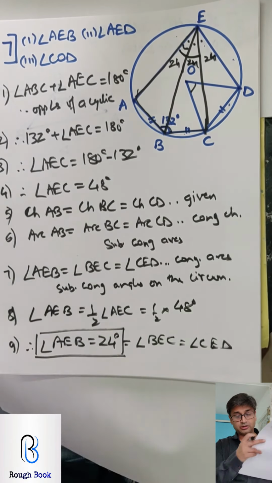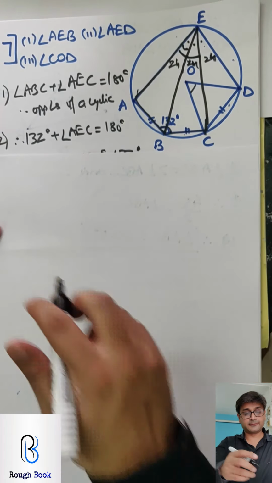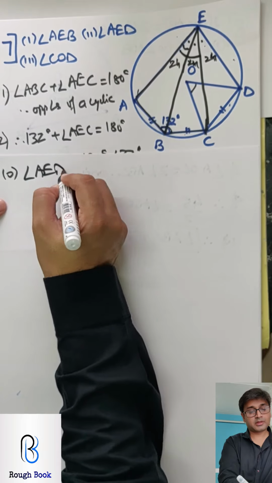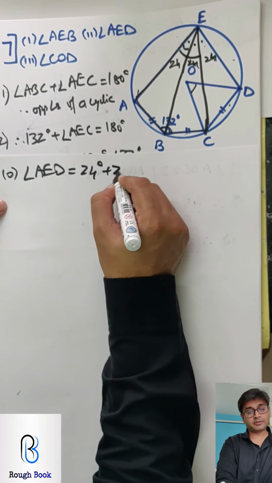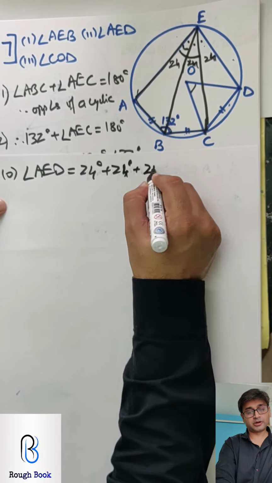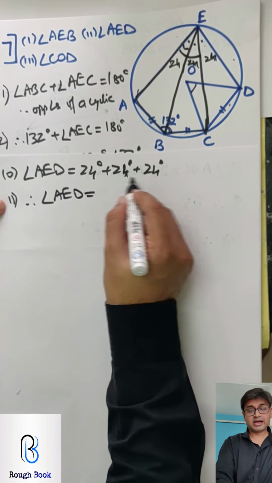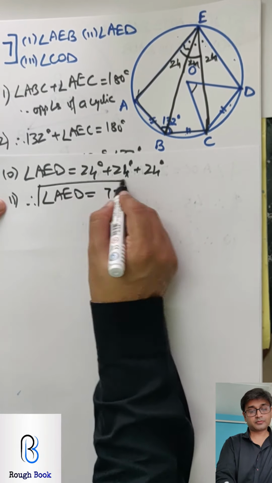So let's take the new page, step number 10. So we will say angle AED is 24 plus 24 plus 24. So therefore we get the second part AED as 72, right?